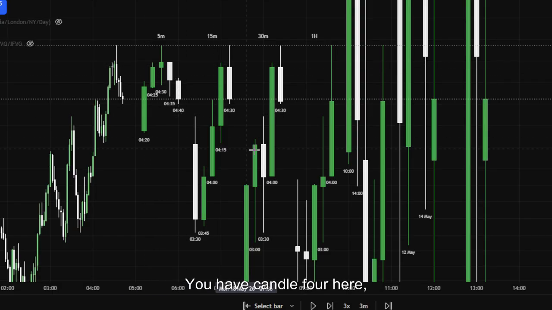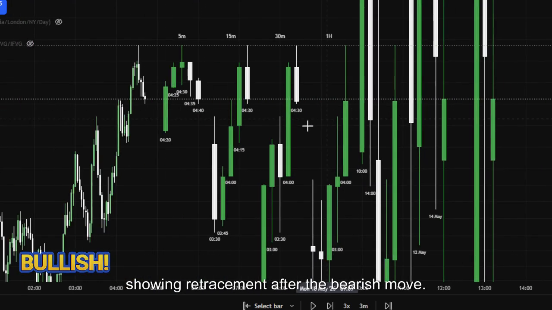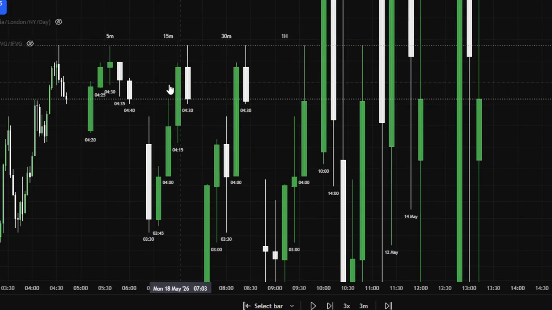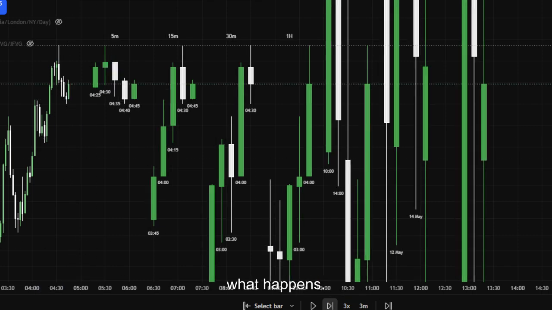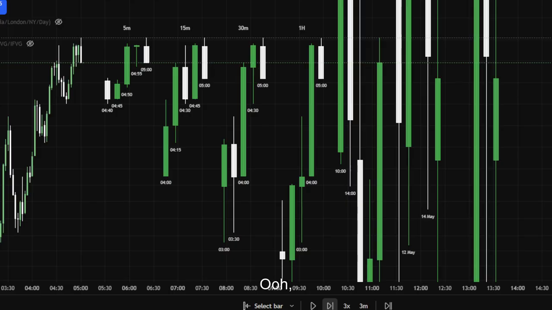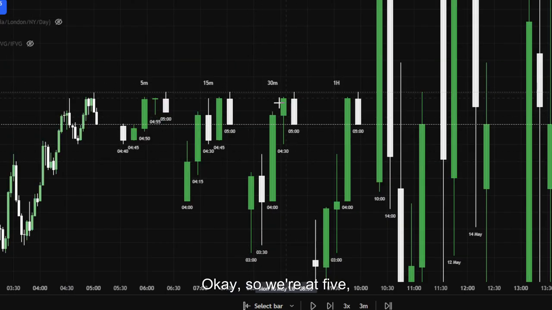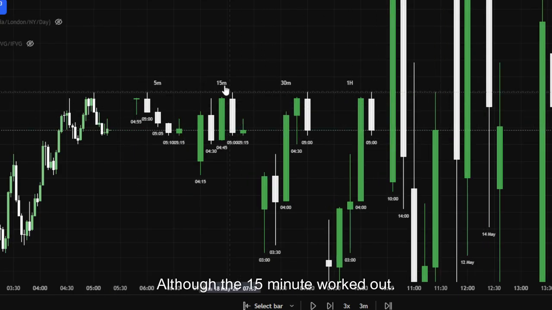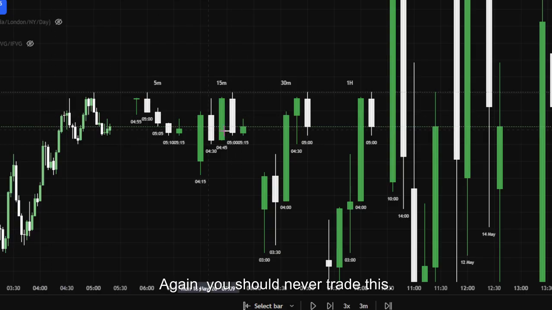You have candle 4 here, showing retracement after the bearish move. 15-minute is following this up. You get the sweep. Rejection down. 30-minute, same thing. We swept previous 30. We are actively now trading back down within the range. So what time is it here? 4:42. So let's get to the top of the hour, see what happens. You get, looks like one more sweep. Ooh, one more sweep. Okay, so we're at 5. And unfortunately, now this kind of conflicted stuff. So we would need to keep waiting. Although the 15-minute worked out, again, you should never trade this.